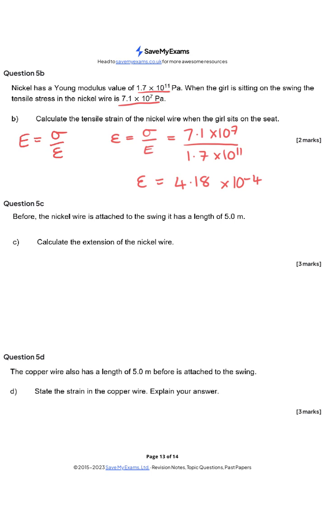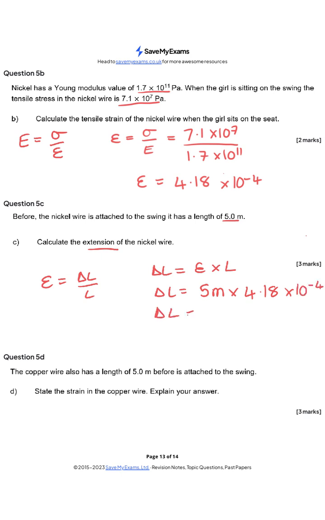Question 5c is talking about strain, because we are looking at the extension and we've got the original length. So strain is change in length divided by the length. So we'll rearrange that to get our change in length is equal to the strain times the original length. So we're going to do 5 meters times our strain from our previous question, 4.18 times 10 to the negative 4. And that gives our change in length as a very small number indeed, 2.1 times 10 to the negative 3 meters, or 2.1 millimeters.